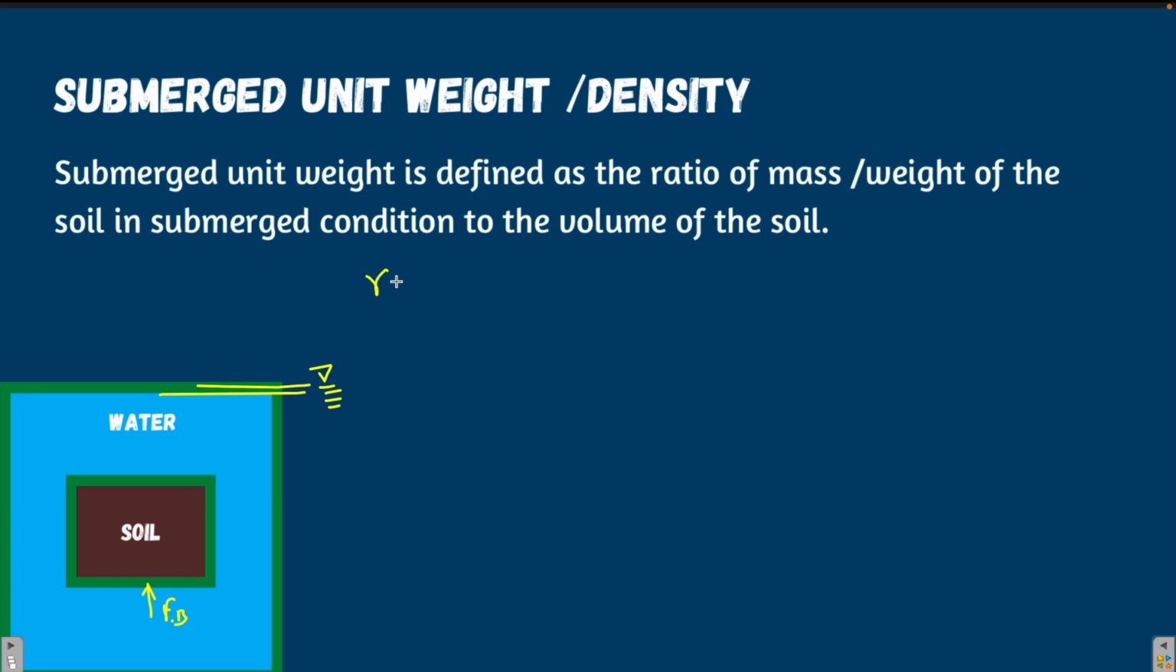So the submerged unit weight of the soil will be nothing but weight of the soil in submerged condition to the volume of the soil. Now what will be the weight of the soil in the submerged condition? It is weight of the saturated soil minus the force of buoyancy to the volume of the soil. Now how to find this force of buoyancy? The force of buoyancy, let me write it here.